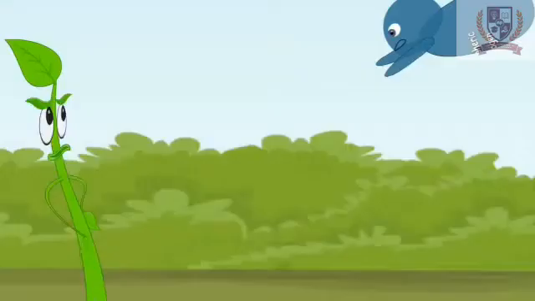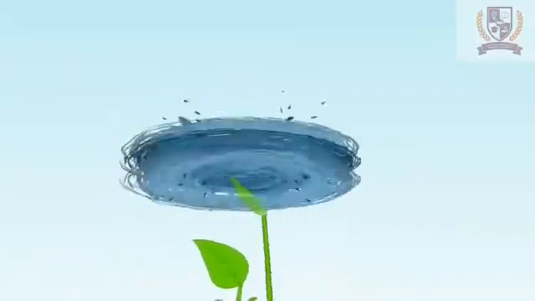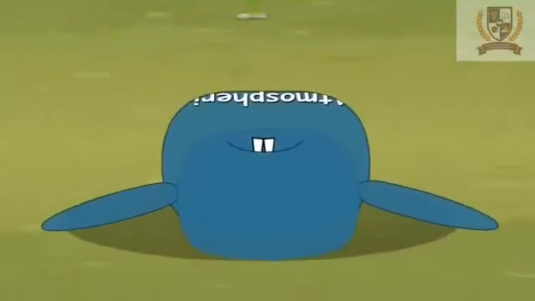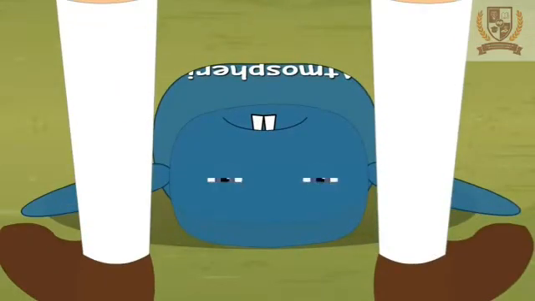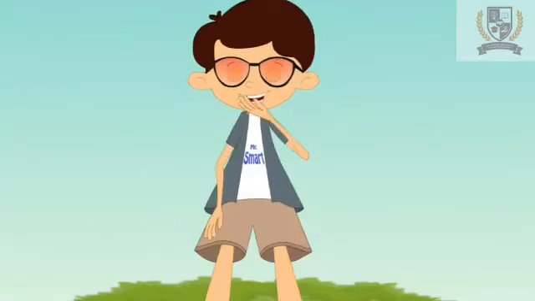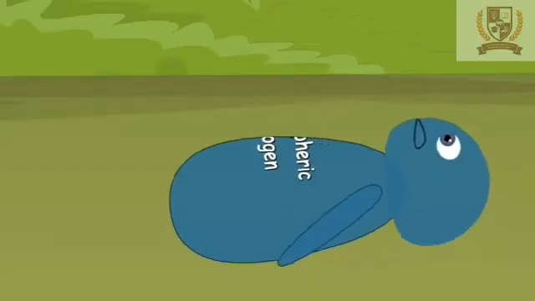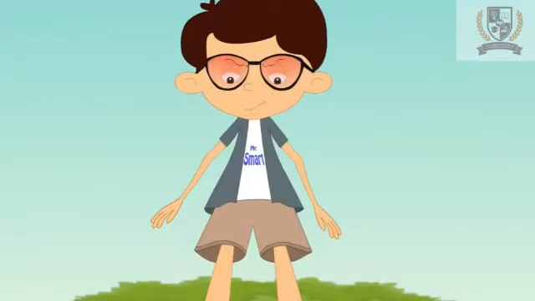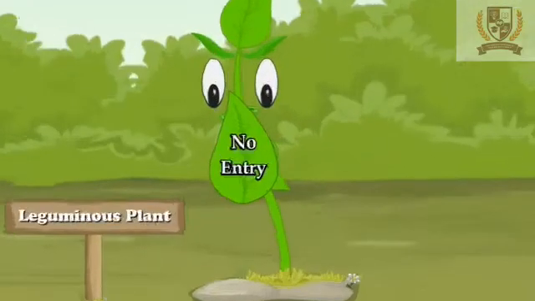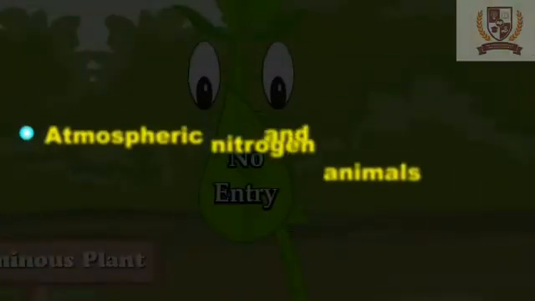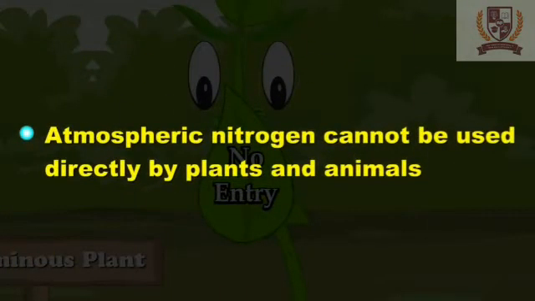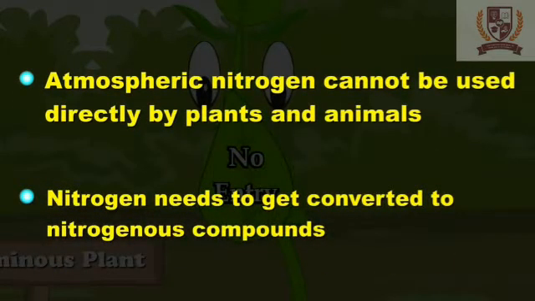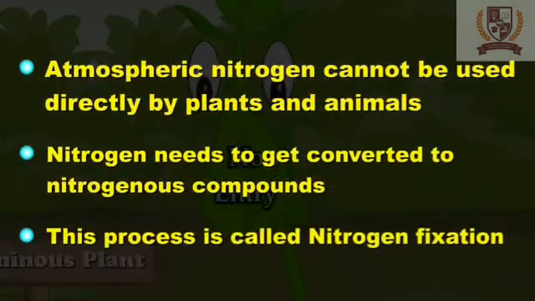The roots of the leguminous plants like beans, peas, etc. have the capability to fix nitrogen in the soil. The atmospheric nitrogen has to be converted into some other form before any plant or animal can use it. Some microorganisms which are present in the soil help in the conversion of atmospheric nitrogen into nitrogenous compounds. And this process is termed as nitrogen fixation.